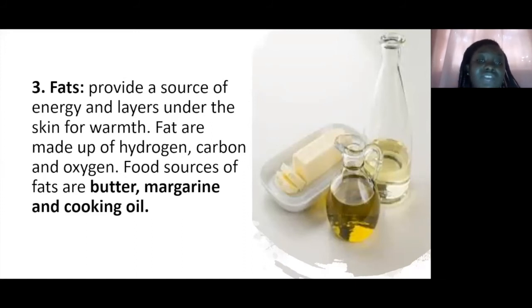Fats are made up of hydrogen, carbon, and oxygen. Like, what are the nutrients? It's made up of hydrogen, carbon, and oxygen. Let me see if you're paying attention. Who's paying attention? What nutrient is made up of hydrogen, carbon, and oxygen? Carbs again, good. So you can see the similarities, right? Food sources of fats are butter, margarine, and cooking oil.